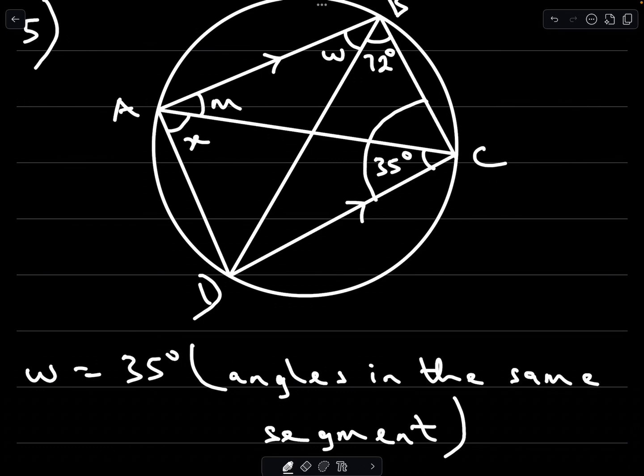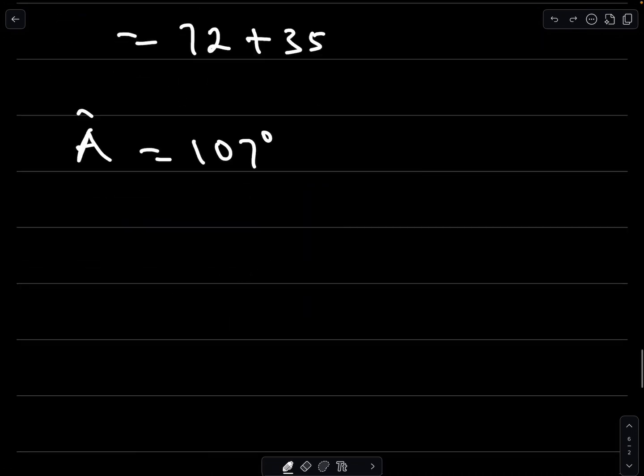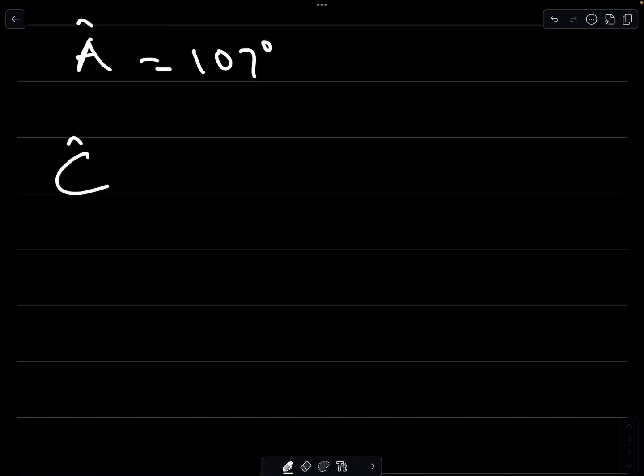angle C. We know that opposite angles of a cyclic quadrilateral are supplementary. So that means angle A plus angle C is equal to 180 degrees. So that means angle C is going to be 180 minus angle A. So that's how I'm going to find angle C. Angle C equals 180 minus angle A.